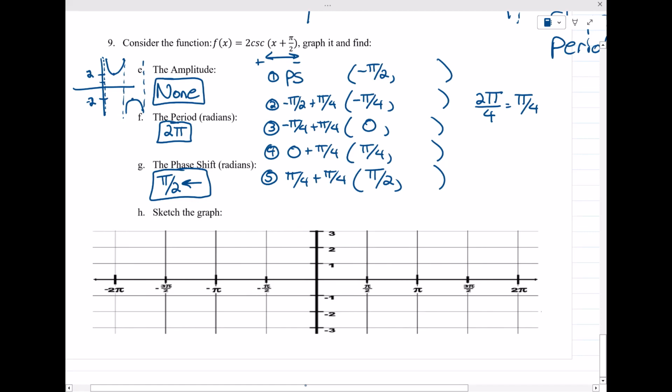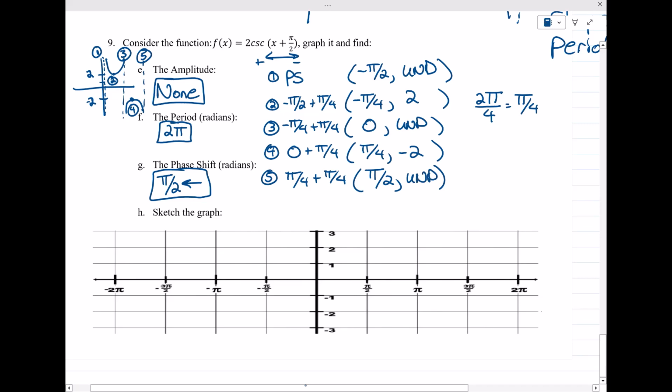Now we're going to have 5 points to this. The 5 points of the full cycle would be, the first point is undefined. The second point is going to be right here at 2. Then we go undefined. Then we go here at -2. And then we go right here at undefined again.